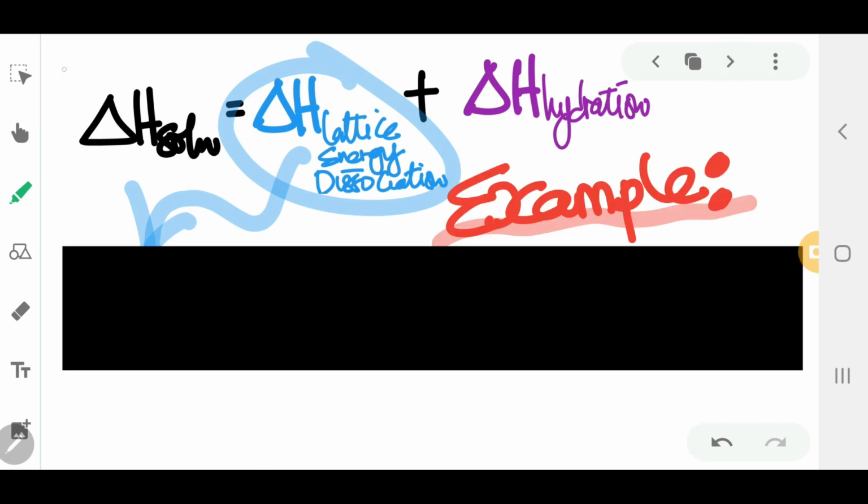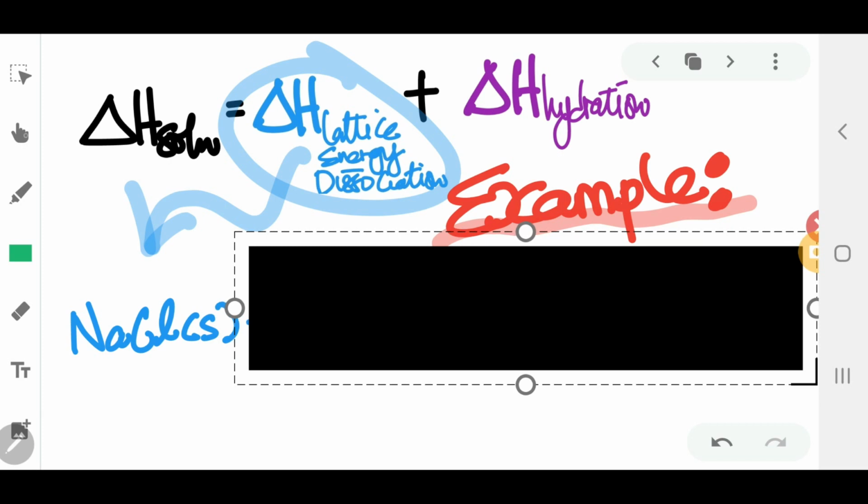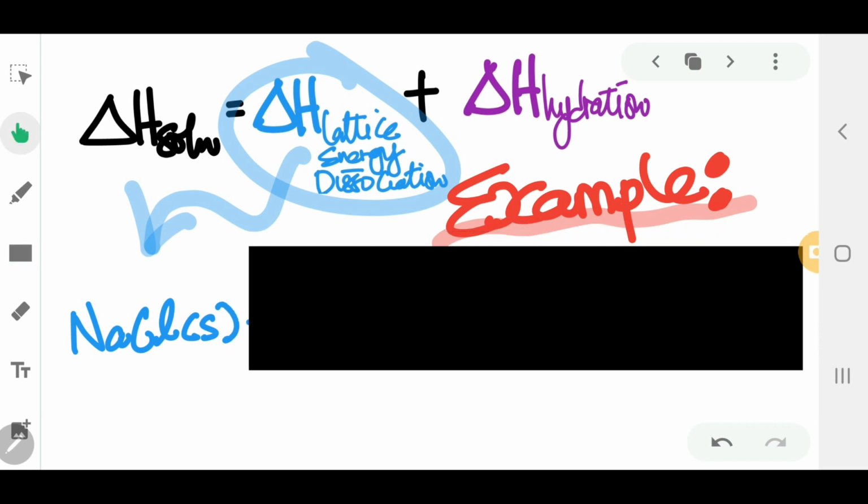So we can represent that situation by using these examples. Let's say we have sodium chloride solid. This is a very typical example of ionic solids. This is your table salt. We have been consuming this every day. So you have sodium, which is a metal, and chlorine, which is a non-metal. They are held by an ionic bond between them to form the ionic solid.